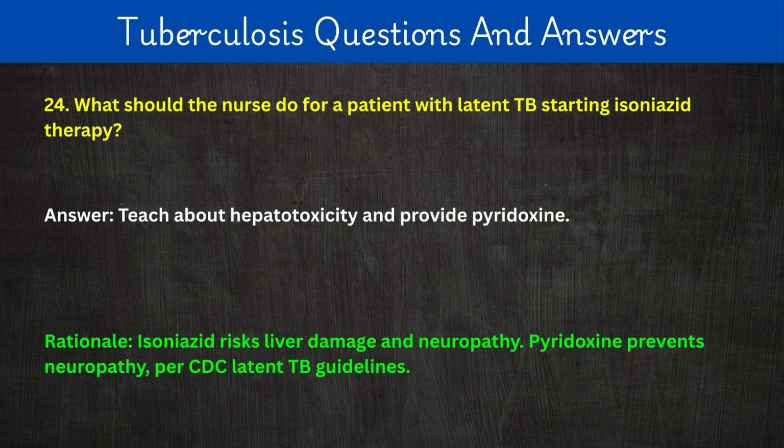24. What should the nurse do for a patient with latent TB starting isoniazid therapy? Answer: teach about hepatotoxicity and provide pyridoxine. Rationale: isoniazid risks liver damage and neuropathy. Pyridoxine prevents neuropathy, per CDC latent TB guidelines.